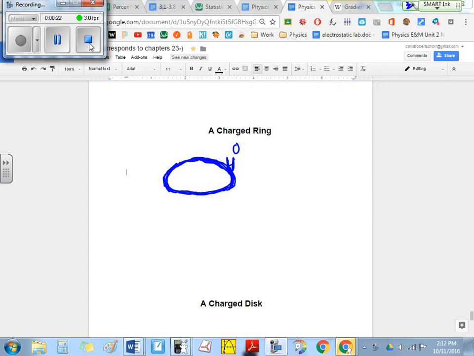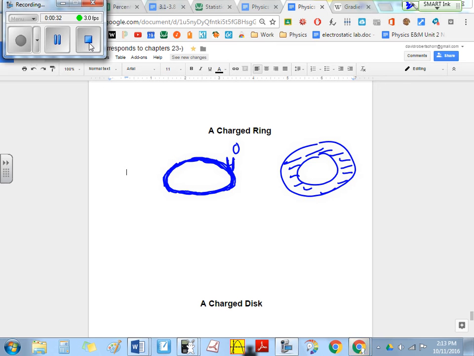I know that's technically impossible, but we will be talking about the charged annulus as our last example, and that one has actual thickness. Okay, like somebody said, it looks kind of like a donut. But we'll save the annulus for last. Okay, so just imagine a ring itself infinitely thin.